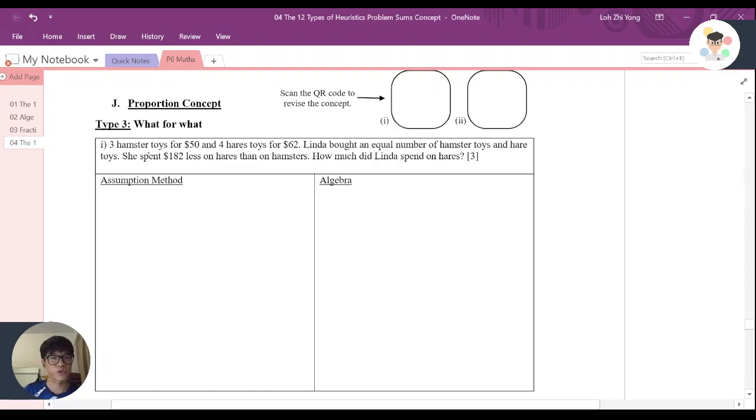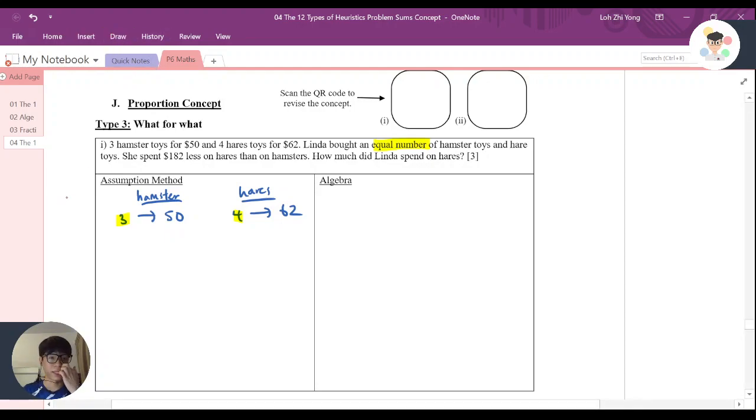Here it says that 3 hamster toys are $50, and 4 hamster toys are $62. Now, Linda bought an equal number of hamster toys. The key phrase here is equal number of hamster toys. It means that these 3 and these 4 are supposed to be an equal number.